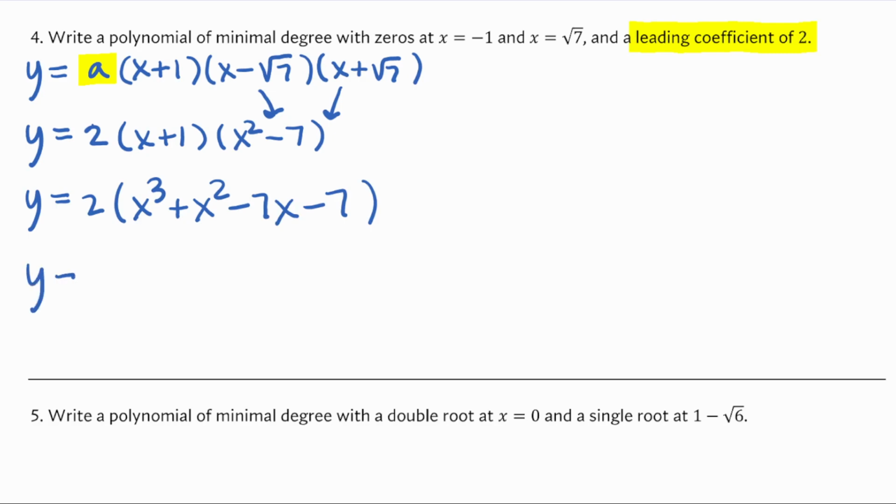And then to get it in standard form, we're going to distribute the 2. We know that it's got those roots because we made sure with factors, and it's got that leading coefficient of 2 like was requested, so I'm happy.